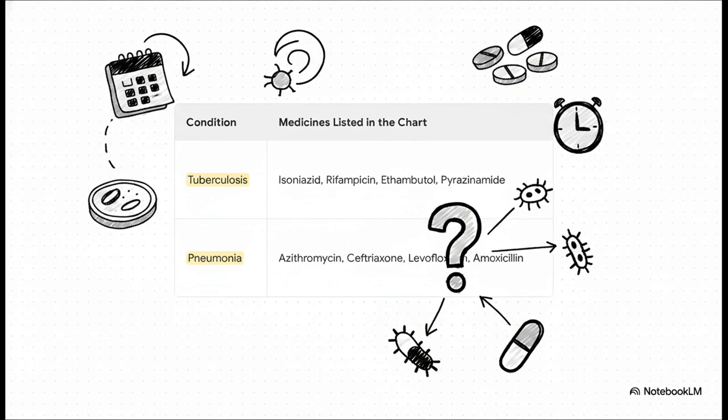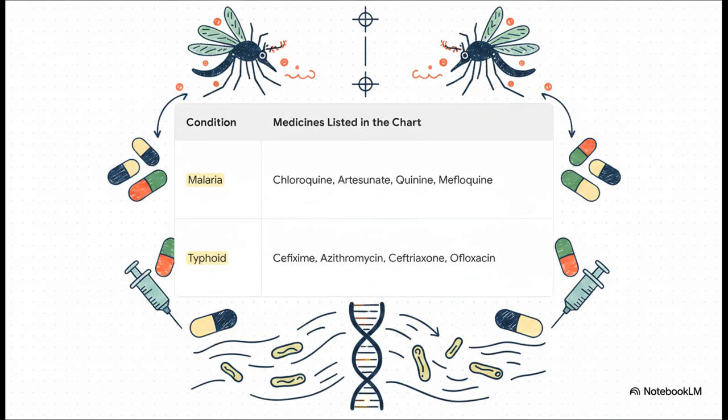But here's the kicker. Pneumonia can be caused by bacteria, or it could be a virus. An antibiotic does absolutely nothing for a virus. A doctor has to be a detective to figure out the cause before they can even think about prescribing the cure. And finally, take a look at malaria and typhoid.